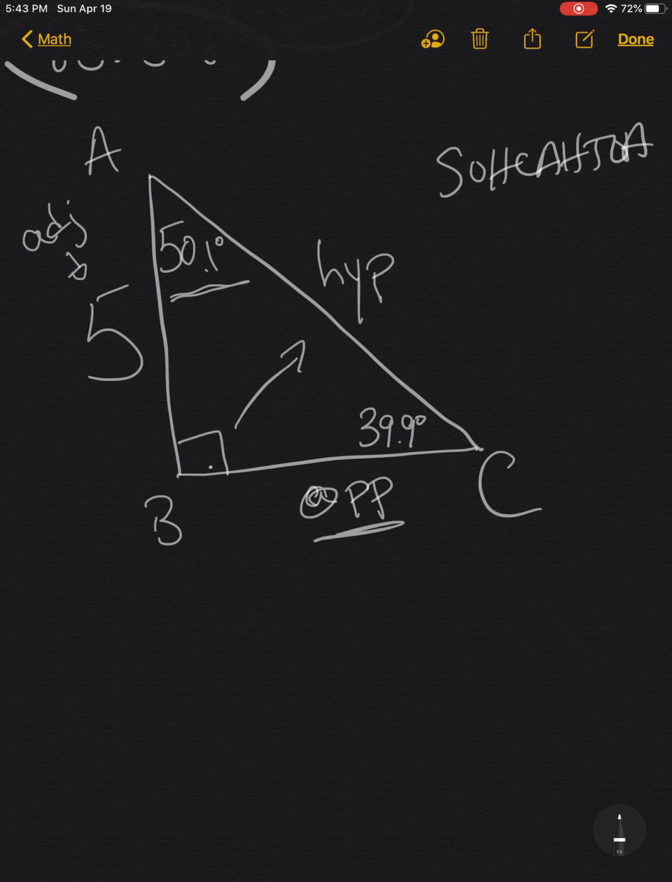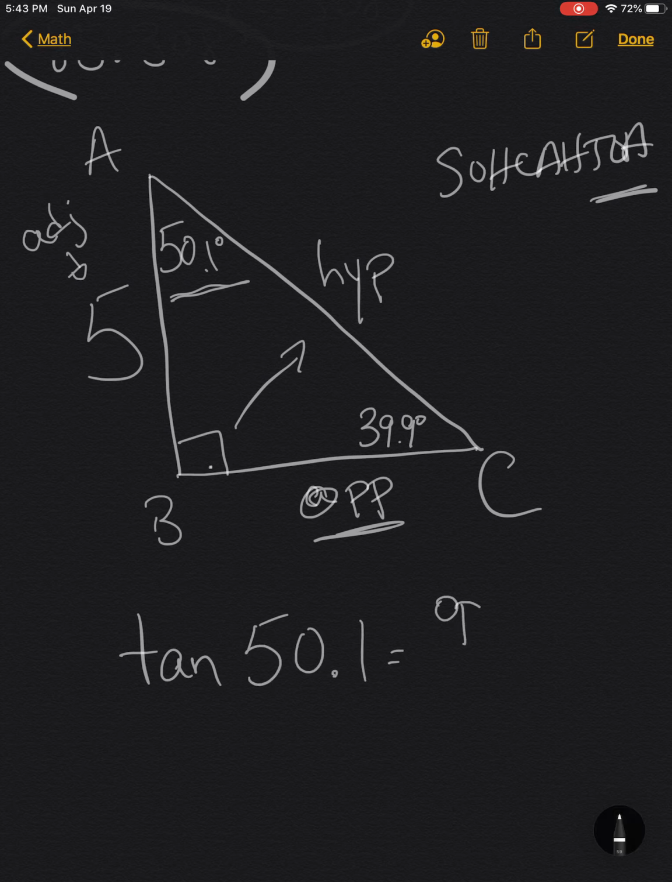So what can I use? Well, if I already know adjacent and opposite, what part is SOHCAHTOA? The TOA part. So I'm going to set it up. Tan, and make sure your calculator is in degree mode since we are dealing with degrees in this problem. So tan of 50.1 is equal to opposite, which you could just call x if you want, over adjacent.